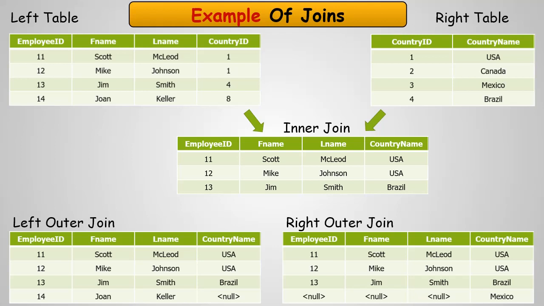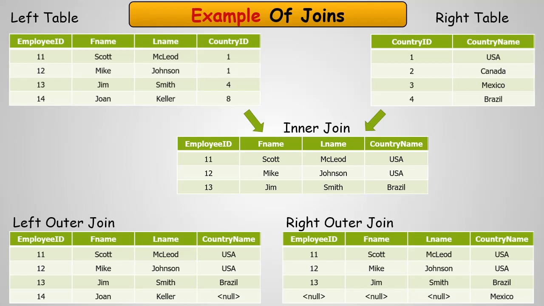Now, in the case of an inner join, the first one we looked at, records have to be in both tables. So you'll notice employees 11, 12, and 13 all had country IDs that were found in the country table, and I'm able to pull the country name. However, employee 14 has been dropped because they are in country ID 8, which isn't in the right-hand table. So it is an inner join. Rows must exist in both tables to be present.